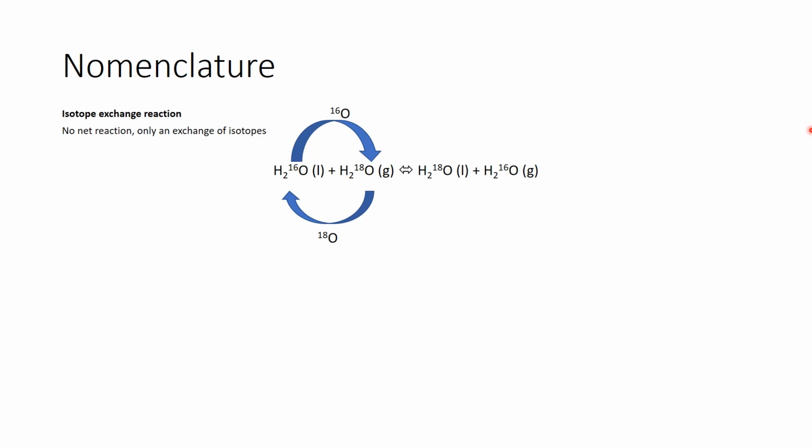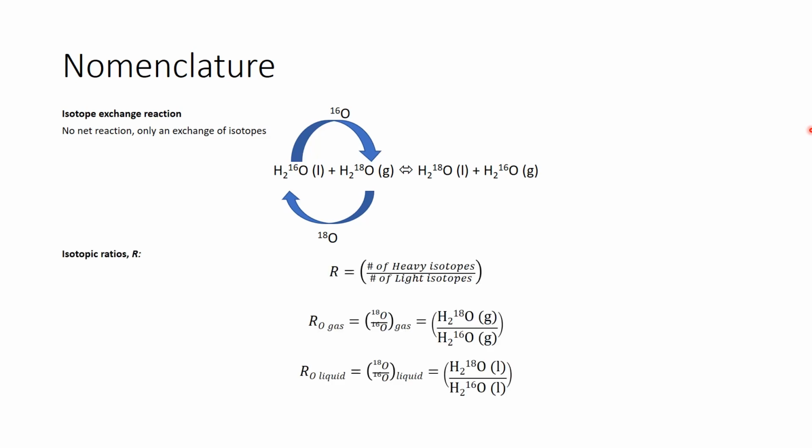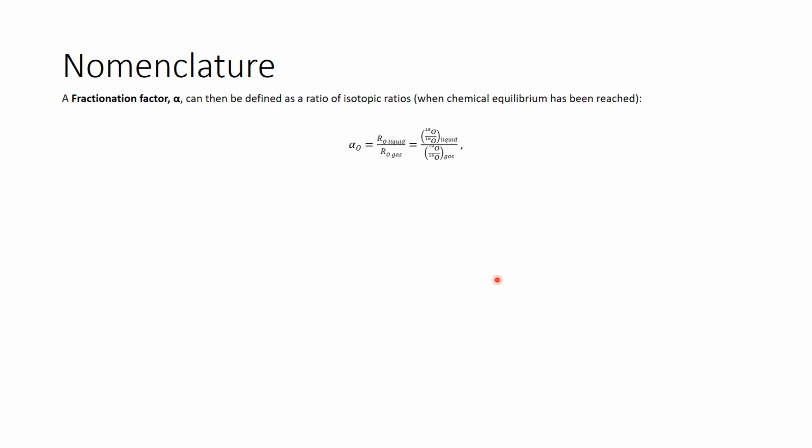We can then define isotopic ratios as the number of heavy isotopes divided by the number of light isotopes in a certain chemical species. Note that isotopic ratios are always defined with a heavy isotope in the numerator. For the reaction as a whole, we can then define the fractionation factor alpha as the ratio of the isotopic ratios of the two chemical species in the reaction.